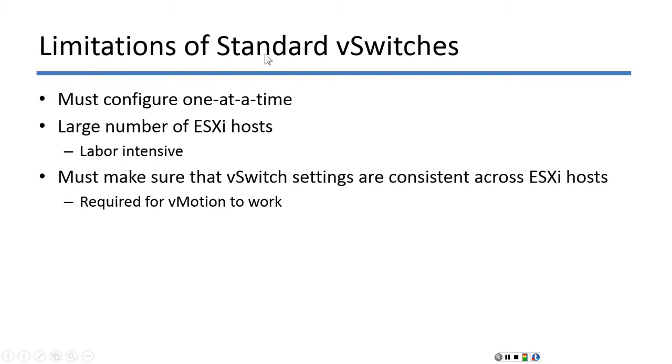Now let's discuss the limitations of standard virtual switches. The limitation is that you must configure them one at a time. And this can be pretty labor intensive, especially if you have a very large number of ESXi hosts. And furthermore, in order for vMotion to work, you have to make sure that all of the virtual switches on all of the ESXi hosts are all configured the same. And the more ESXi hosts you have, the more difficult that is to do.